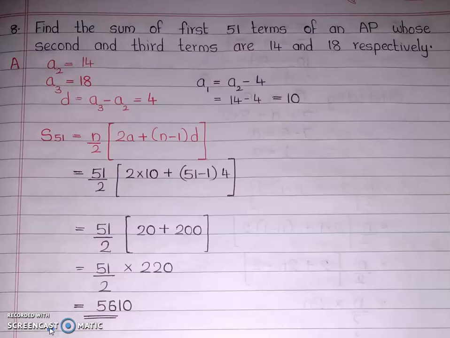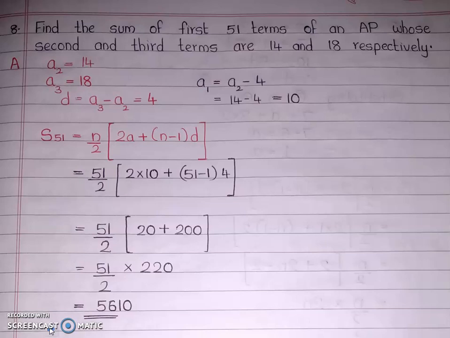Next question. Find the sum of first 51 terms of an AP whose second and third terms are 14 and 18 respectively. What is given here, students? Let us see. Second term a2 is given, third term a3 is given. As you know how to find a2 and a3, we will substitute in the equation. What is a2? a2 is a plus 1d and a3 is a plus 2d.